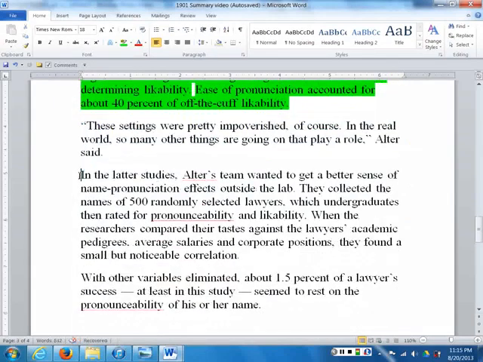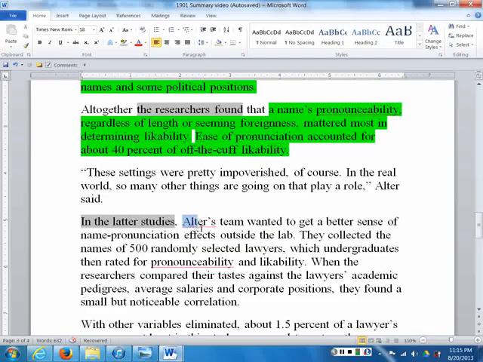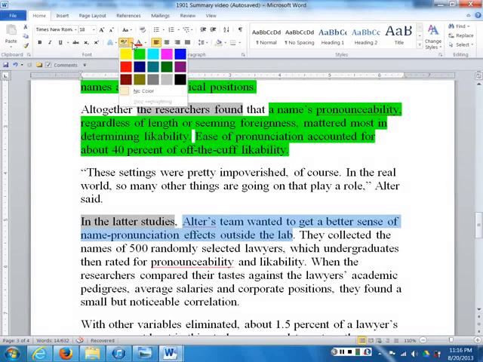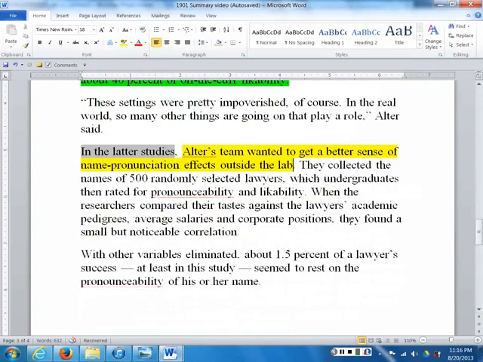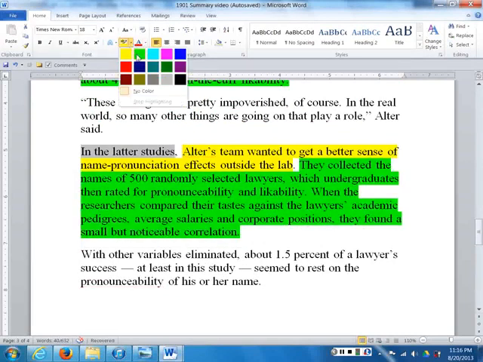But now look, we're back in the summaries again. In the latter studies. In other words, in studies number 4 and number 5 out of these original 5 studies up here. And what do they do? They wanted to get a better sense of name pronunciation effects outside the lab. That's what the paper is about, but it doesn't give the details. So that's some indicative summary. But one more time, right after the indicative, they give the informative summary, explaining in more detail.